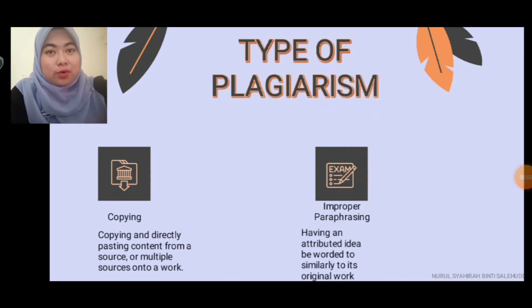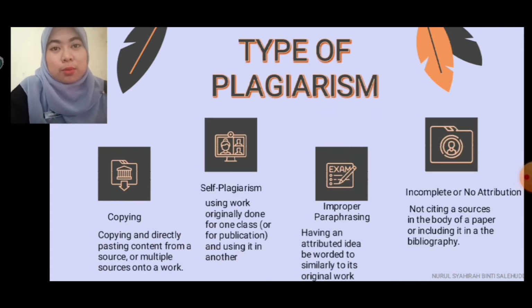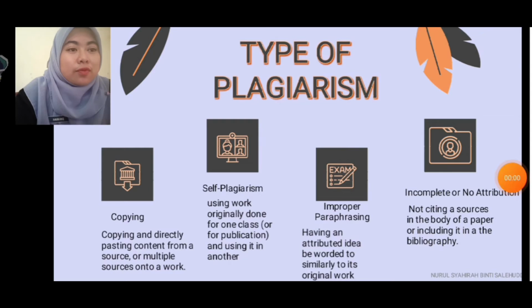Okay, there are 4 types of plagiarism, which are copying, self-plagiarism, improper paraphrasing, and incomplete or no attribution. So I will explain one by one. For the first point, copying and directly pasting content from a source or multiple sources onto a word document. Okay, this point is more like copy and paste, like we usually did.